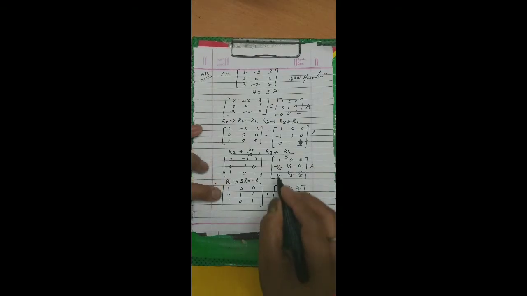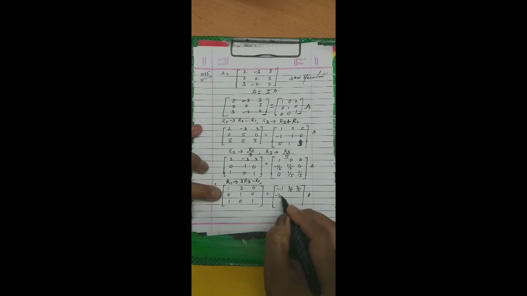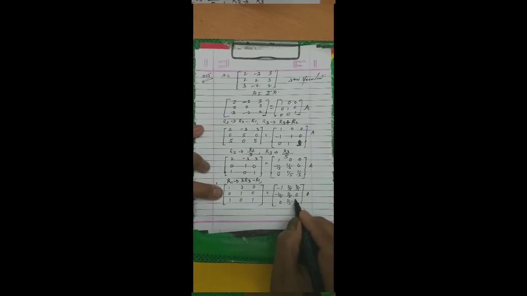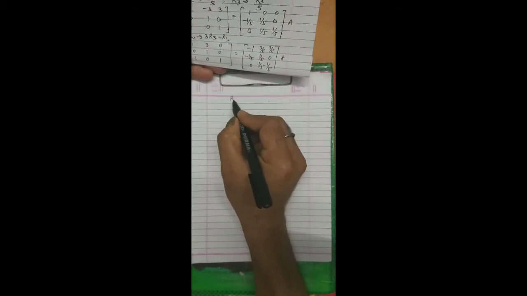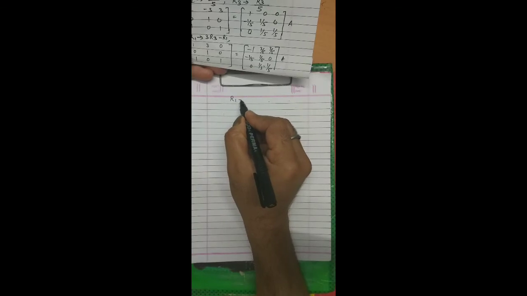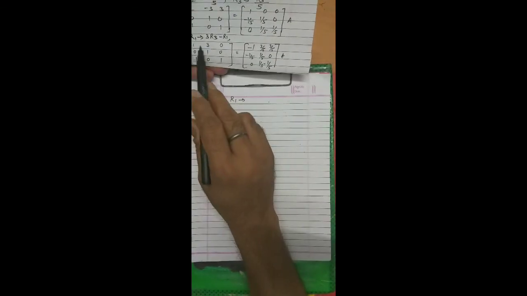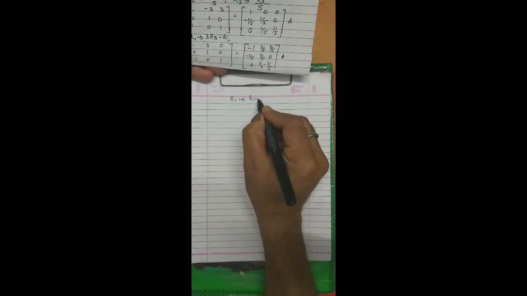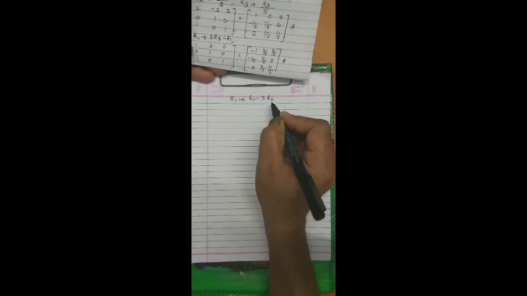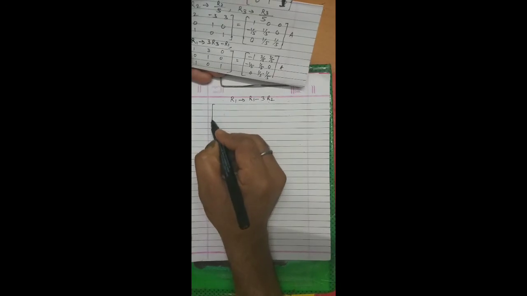Same thing we are getting for R2 and R3, only 1 upon 5, 1 upon 5 and then 0 and 0, 1 upon 5 and then 1 upon 5. Now we operate as R1 will change with the help of R1 minus 3 times R2. So what will happen, let us see.